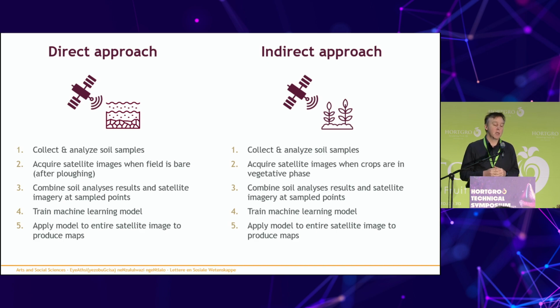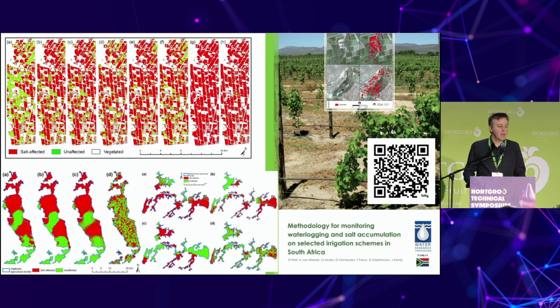And the other approach is the indirect approach, where you consider the changes in the vegetation, the crops that are growing in the soil over time. And in our case, we were looking at salinity of soils, a property that's related to waterlogging as well. And we tested both approaches, like I said, in the Vaalharts irrigation scheme, and found that the indirect approach is actually working better, or is more practical, because, of course, especially in this audience, you're dealing with permanent crops, so you can't use the direct approach with permanent crops.